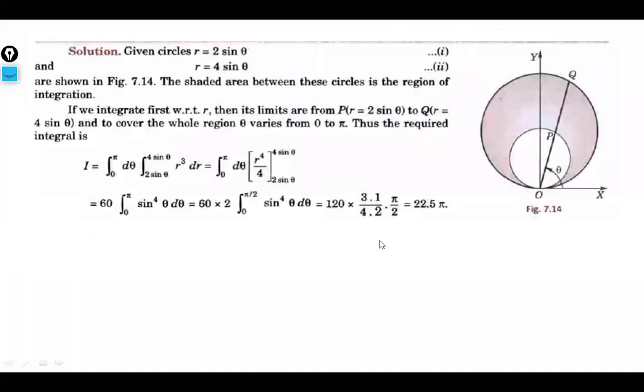So here is the solution, and here also this Wallis formula is used. Okay, they use the Wallis formula: 3 by 4 into 1 by 2 into pi by 2. This is the value of the integral of sine raised to 4 theta d theta.